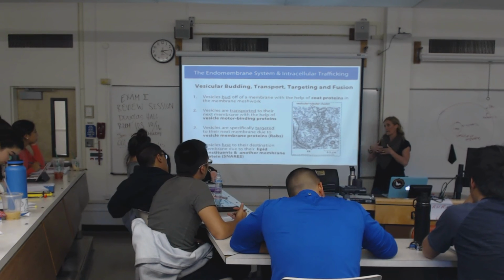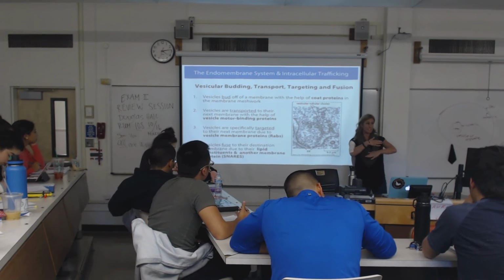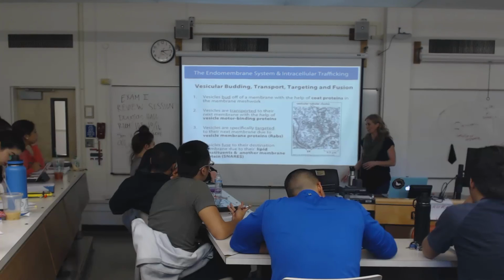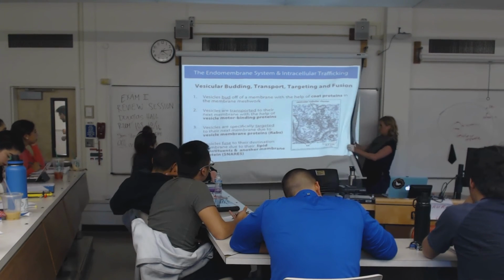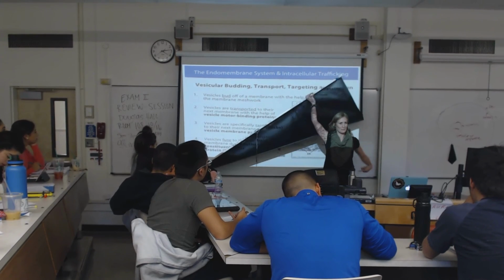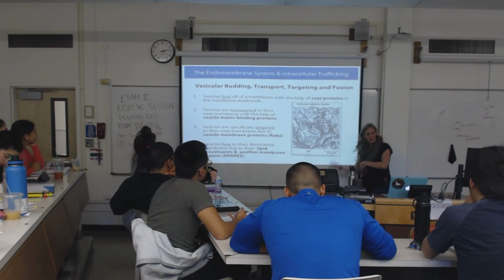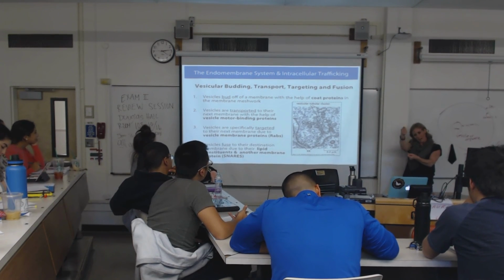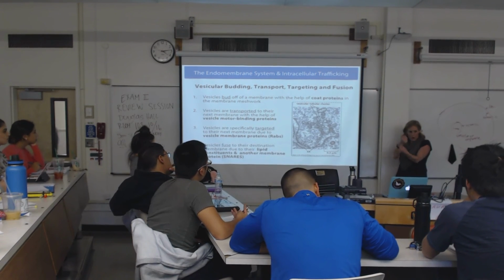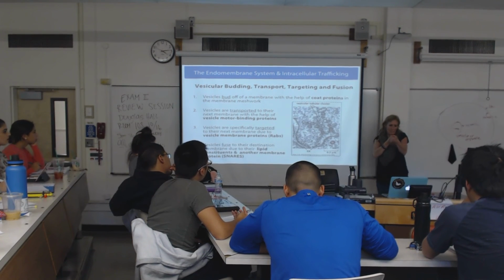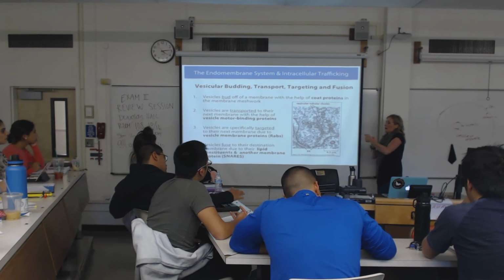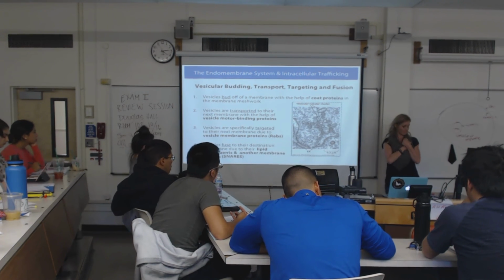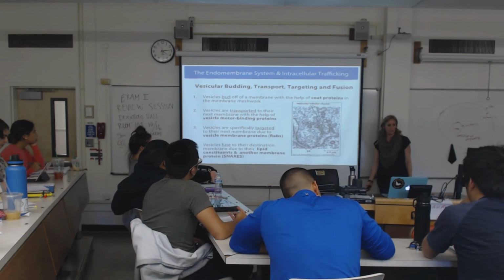And then finally, there's fusion. Fusion, again, is going to be determined by the lipid constituents. So again, that's getting back to what I drew, the outer leaflet and the inner leaflet. And then there's this protein called a SNARE, which snares the vesicle membrane to the target membrane and pulls those lipid bilayers so close to one another that they can fuse. So those are the details.